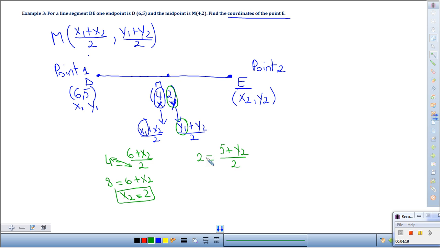And after cross multiplying over here, I have 4 equals 5 plus y2, or y2 equals -1. And now I have found what the problem was asking me in the first point, the coordinates of the other endpoint, which are 2 and -1.